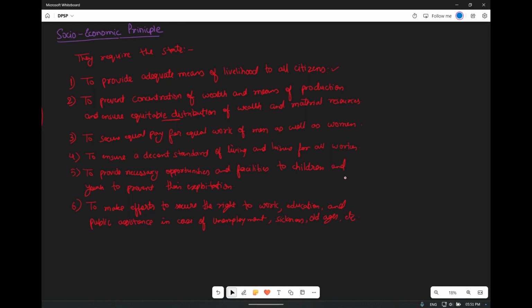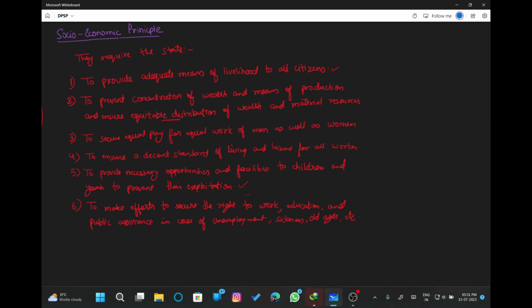Another point will be to ensure a decent standard of living and leisure for all workers, to provide necessary opportunities and facilities to children and youth to prevent their exploitation. And the last was to make an effort to secure the right to work, education, public assistance in case of unemployment, sickness, old age and all. I have just given examples like MGNREGA and Vridha Pension Yojana; the right to work is the kind of slogan also used by many governments.